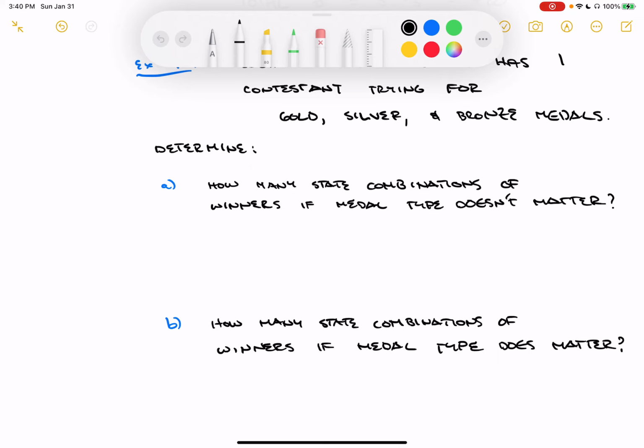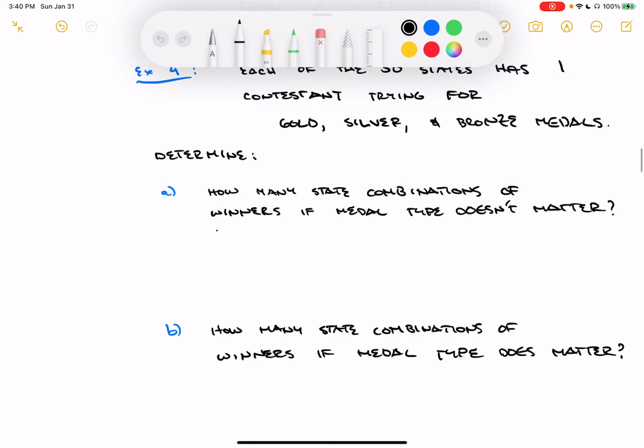So if I was going to try to do that, I'd say I've got 50 different states, and I'm going to choose the 3 medal winners. And I don't care about the order. I don't care which state gets paired with which medal. So I'm using the combination idea here. That's going to be 50 factorial over 47 factorial, the 50 minus 3, and then a 3 factorial. If I multiply those all together, I end up getting 19,600 as the total number. There are 19,600 groups of 3 states for which we could get different winners of these medals.